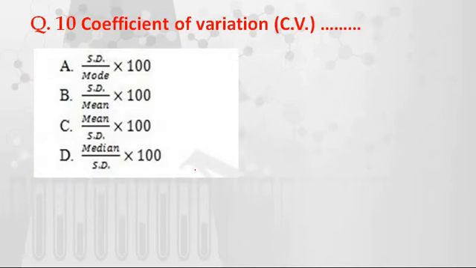Coefficient of variation is equal to. The coefficient of variation is given by this formula. It is written like this: CV is given by the ratio of standard deviation to its mean multiplied by 100. This is called the coefficient of variation. Generally it is expressed in terms of percentage. So option B is the correct answer for question number 10, because here we can see SD upon mean, that is standard deviation upon mean into 100. Let us proceed for the next question.